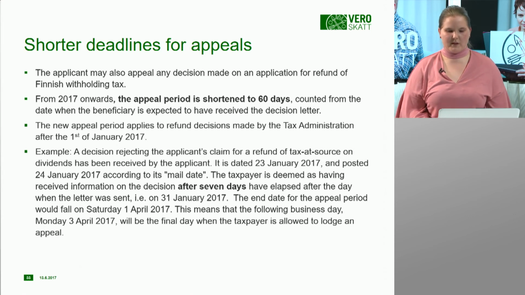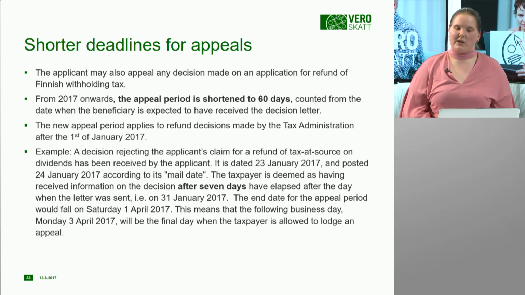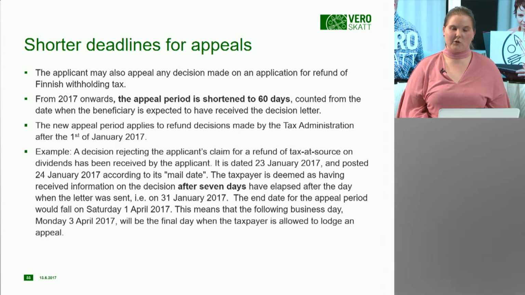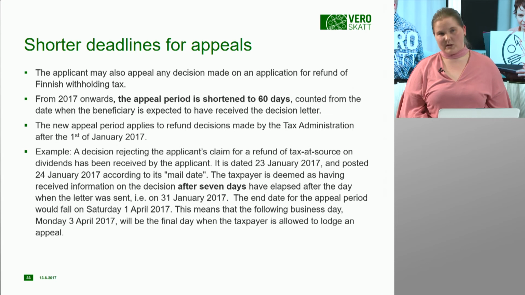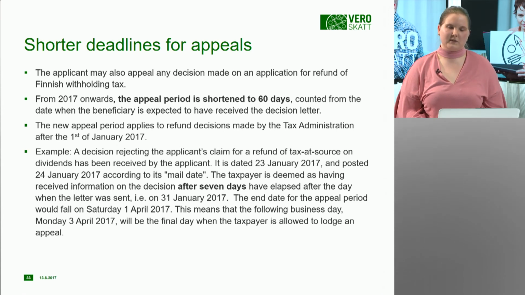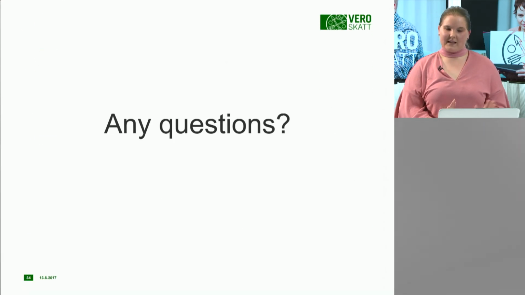Again, I have an example here. I won't go into too much detail on it, but as you can see, the date that we expect that you have received the letter is 7 days after it has been posted. So if, for example, the mail date is 24th of January, then we expect you to have received it on the 31st of January. And then that would mean that the appeal period would fall on Saturday, 1st of April. And since that is a weekend, the following business day, which is Monday, the 3rd of April, would be the final day that you could lodge an appeal with us. And that is this section.